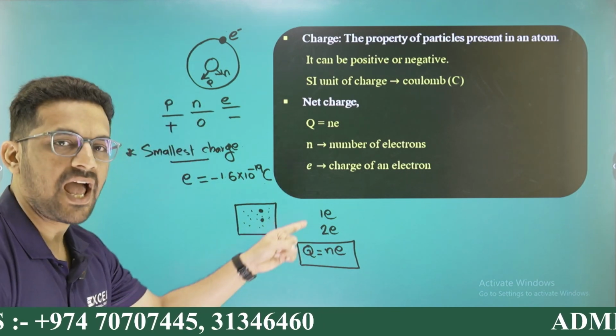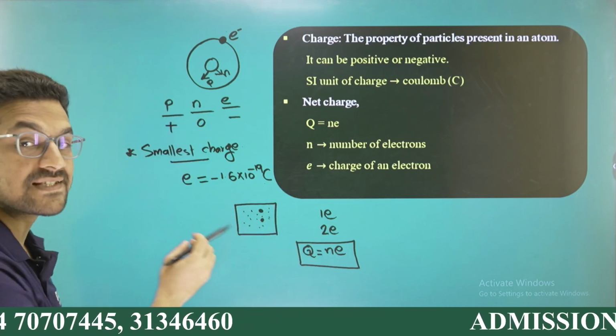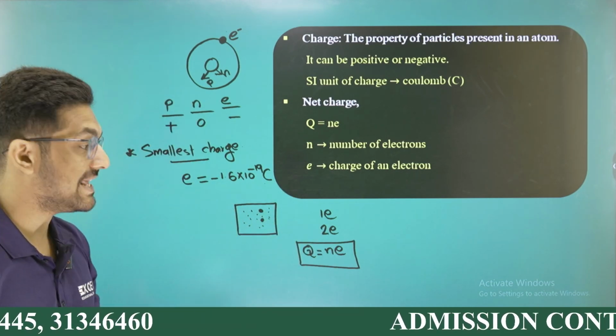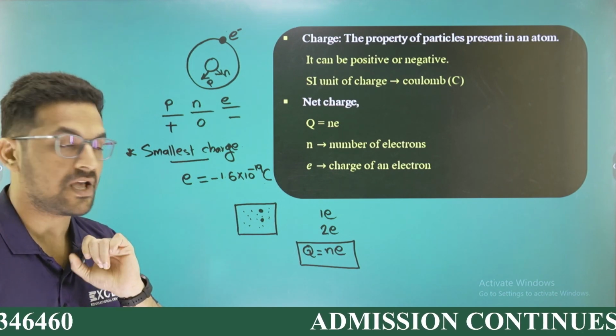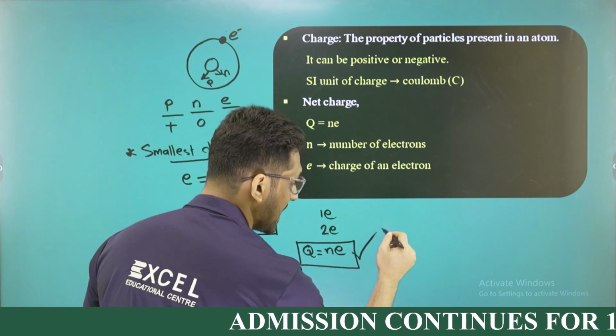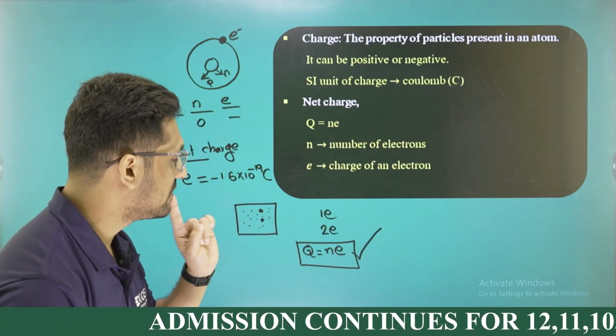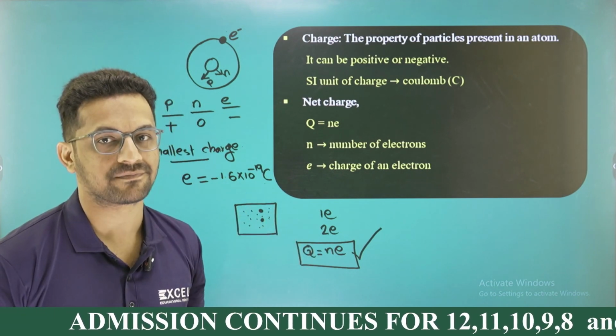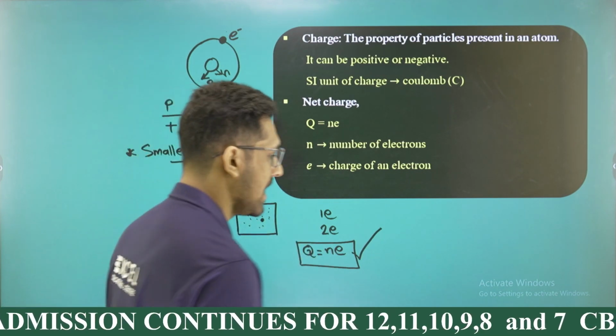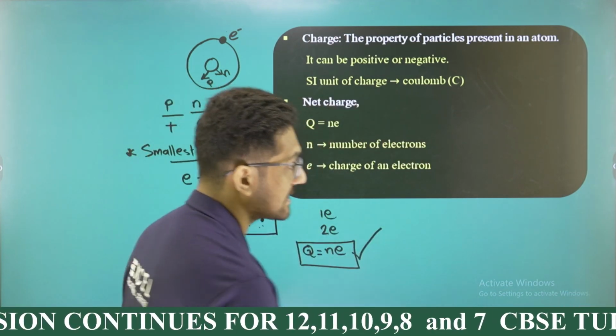What are N and e? N is the number of electrons. e is the charge of one electron. If you do this, you will get the total charge or net charge of a body. Is that okay? Yes. Now, let's go to the next slide.